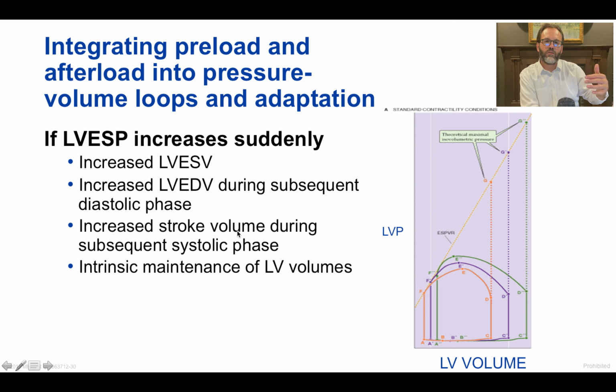Not so dissimilarly, if you were to have a reduction in left ventricular end systolic volume, then you would have reciprocally a reduction in end diastolic volume. You have a reduction in stroke volume during the subsequent systolic phase, and with a constant pulmonary venous return, you would end up having a relatively higher filling over the subsequent cardiac cycle, and that would enable you to have again reciprocal maintenance of operating cardiac volumes.